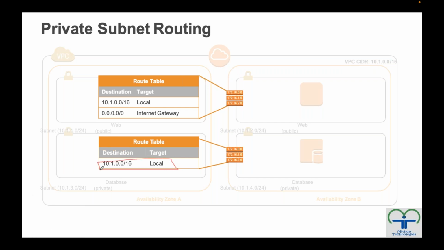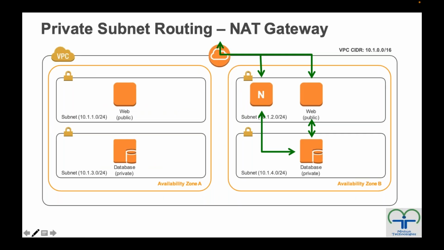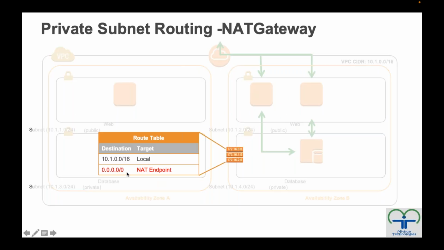But now this one wants to talk to the internet. Is that possible? That is possible only with the help of a NAT gateway. You create a NAT gateway, and you create one more route table and attach this private subnet to it, where you define the route to the NAT. Then these private servers can talk to the internet via NAT, only in one direction. Let me show that.